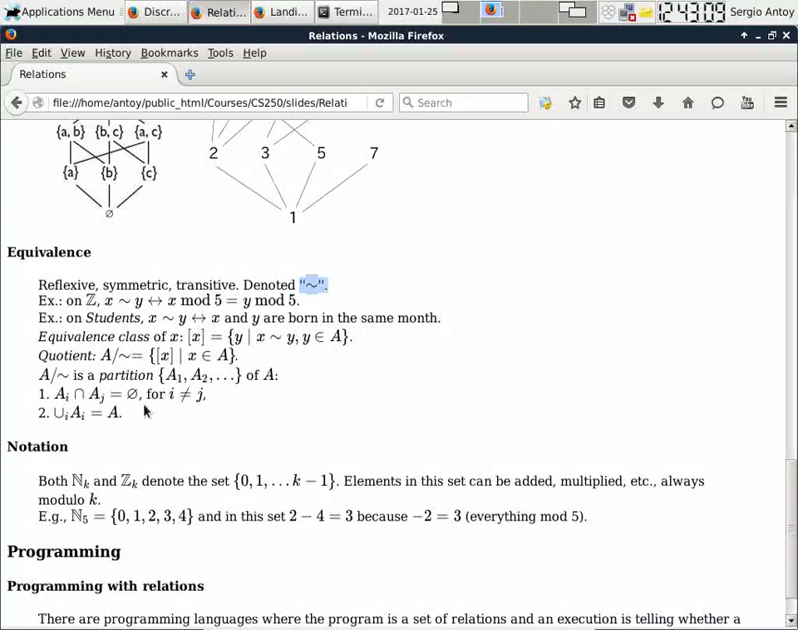So far, so good? So, what's the difference between equivalence class and quotient? The quotient is the set of all the equivalence classes. Equivalence class are all the elements that are related. Should we make some examples? Yes.